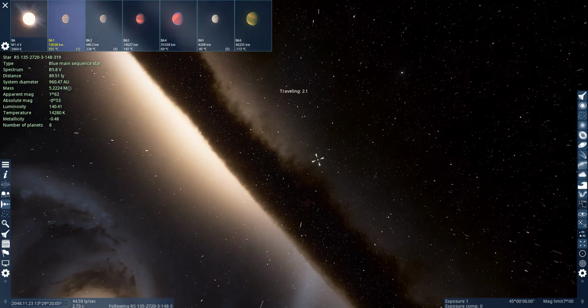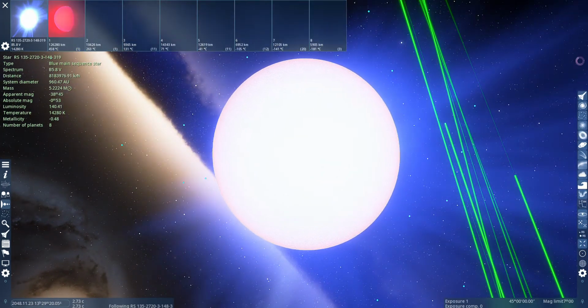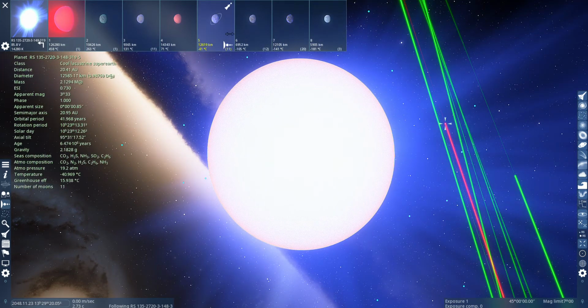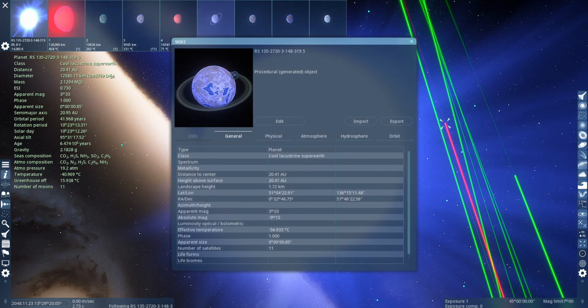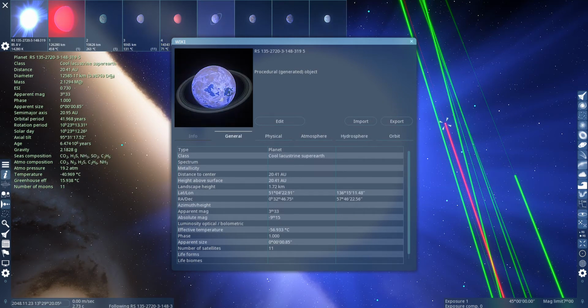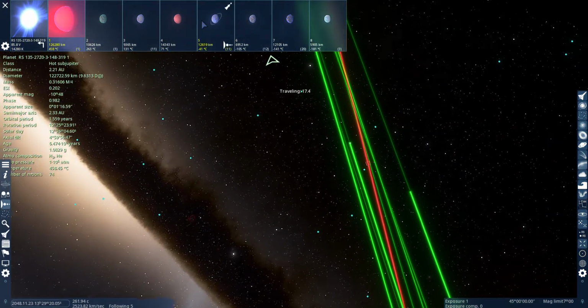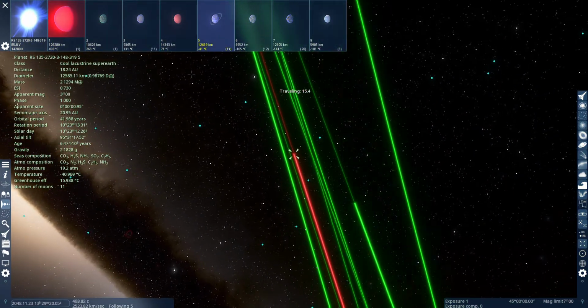8 planets. Let's go here. It's a blue main sequence star. And let's go here. Oh, there's a little gas giant. Hot sub-Jupiter.